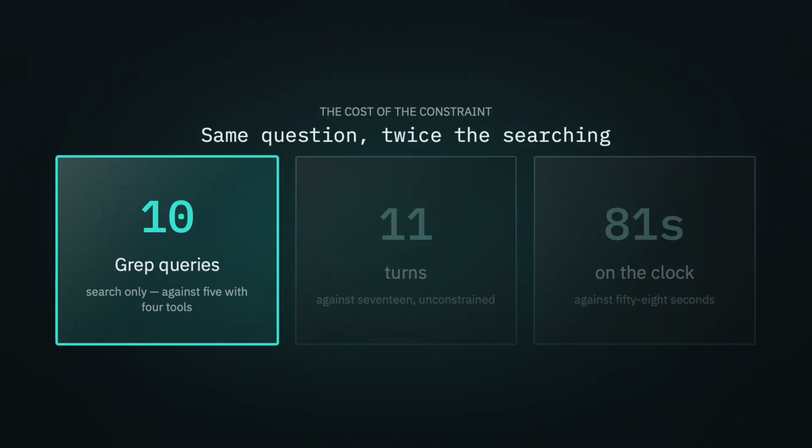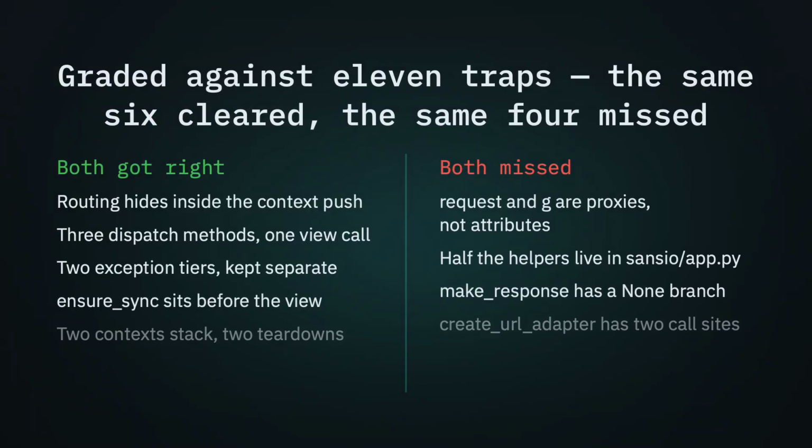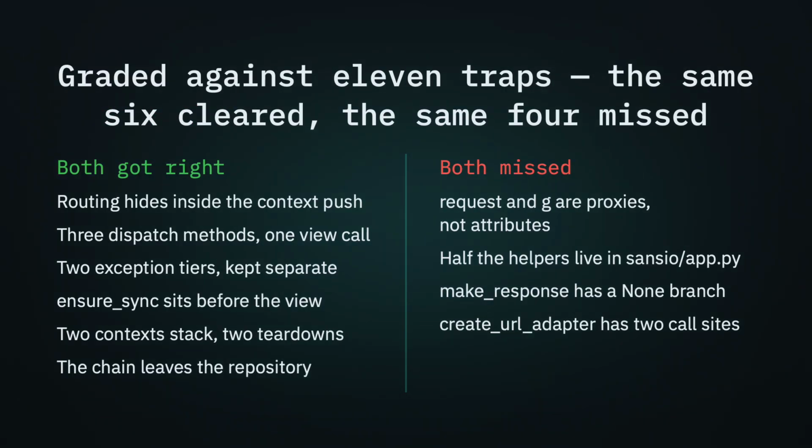What did it buy? I wrote out the true call chain by reading the source directly, full file access, which the enforced run never had. Then I listed 11 specific places where finding the right string leads you to the wrong conclusion. Traps. That is the grading sheet. Both runs cleared the same 6 traps. Both walked into the same 4. Not a similar score, the same profile.